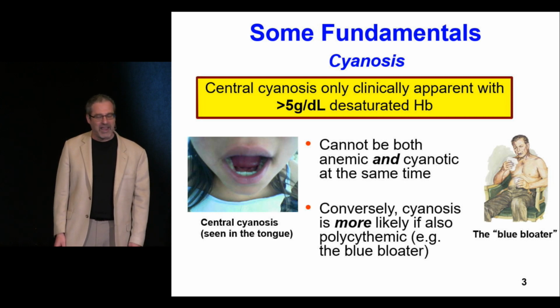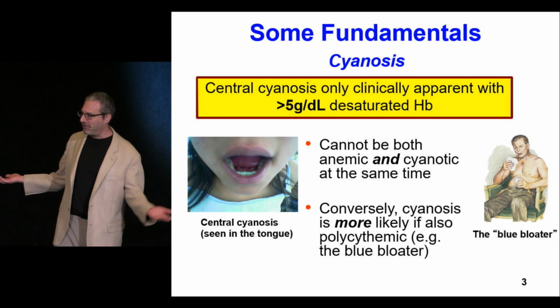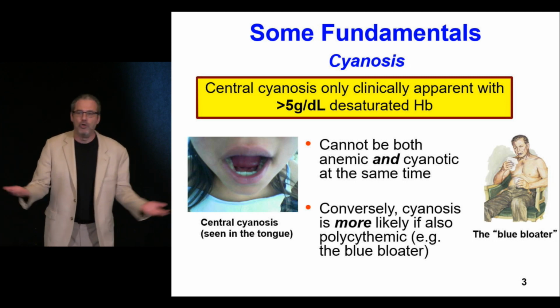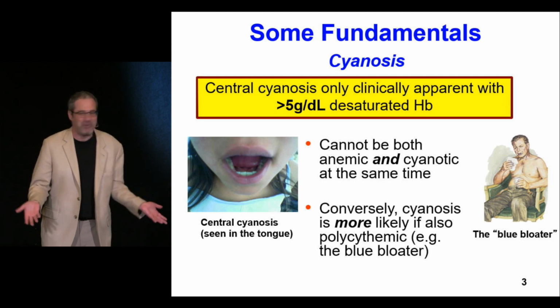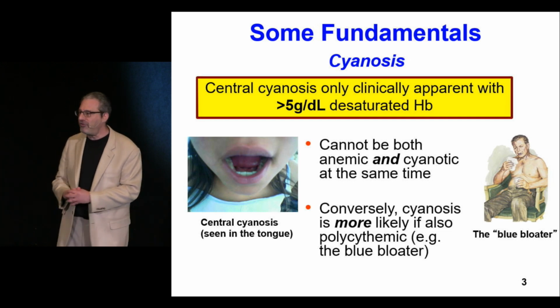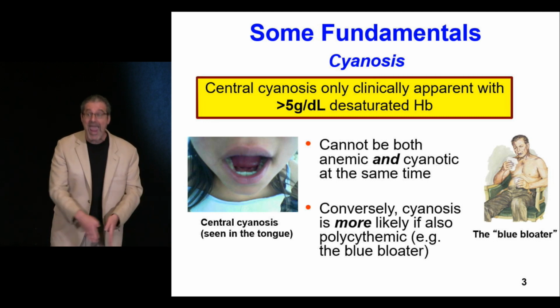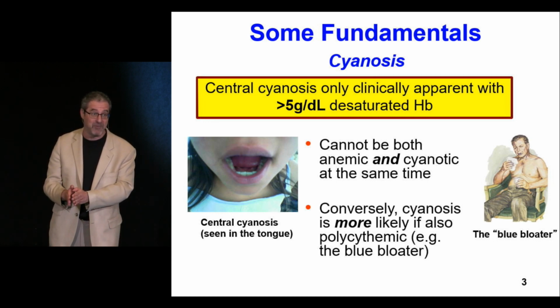And so you can imagine if you're really anemic, if you've had a GI bleed and your hemoglobin is 5, you could not possibly be cyanotic. You don't have enough hemoglobin to be cyanotic. And so just remember this mantra: you cannot be both anemic and cyanotic at the same time.